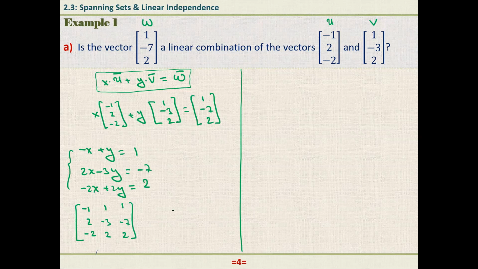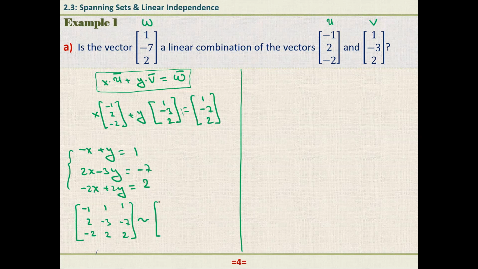So how can I do this? First, we need to reduce this to echelon form. If you notice here, the first column is just the coefficients of x, that is our first vector. The second column is just the coefficients of y, that is our second vector. And the third one is just W, this vector.